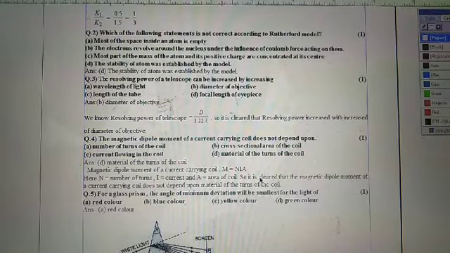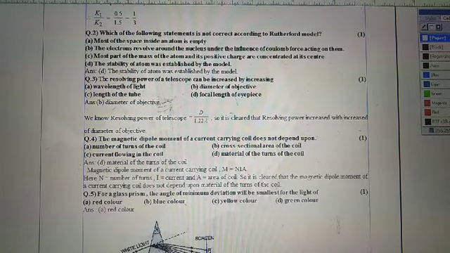The resolving power of a telescope can be increased by increasing. There are four options: A, wavelength of light; B, diameter of objective; C, length of the tube; D, focal length of eyepiece. The right option is diameter of objective. How? You know resolving power of a telescope equals D by 1.22 lambda. From this formula it is clear that resolving power increases with increase of diameter of objective.